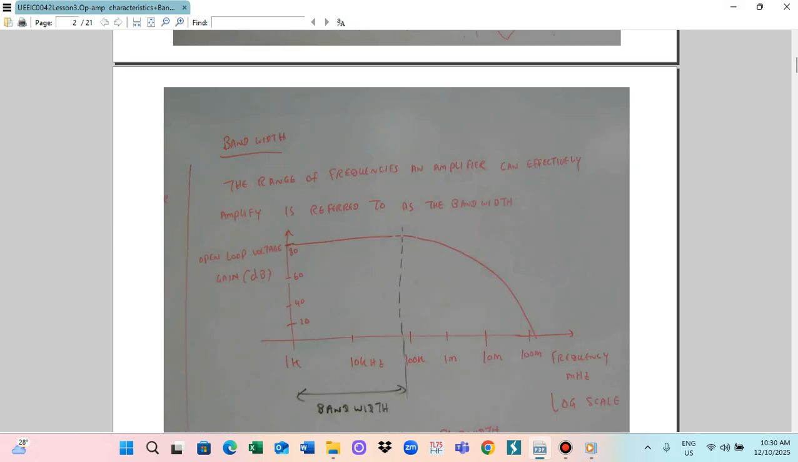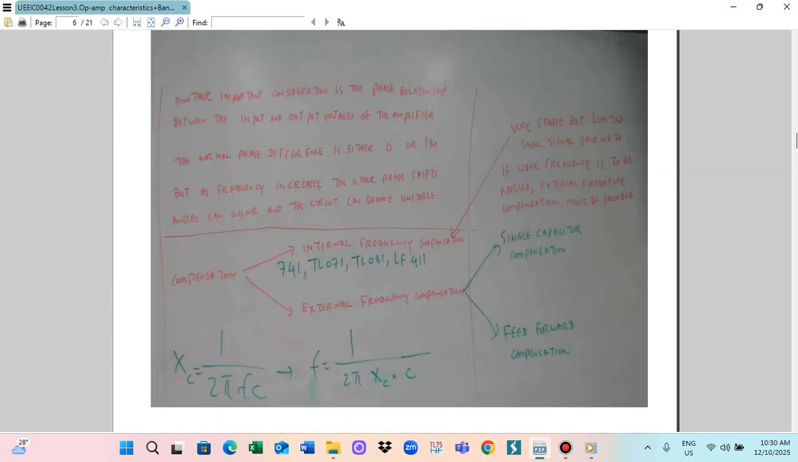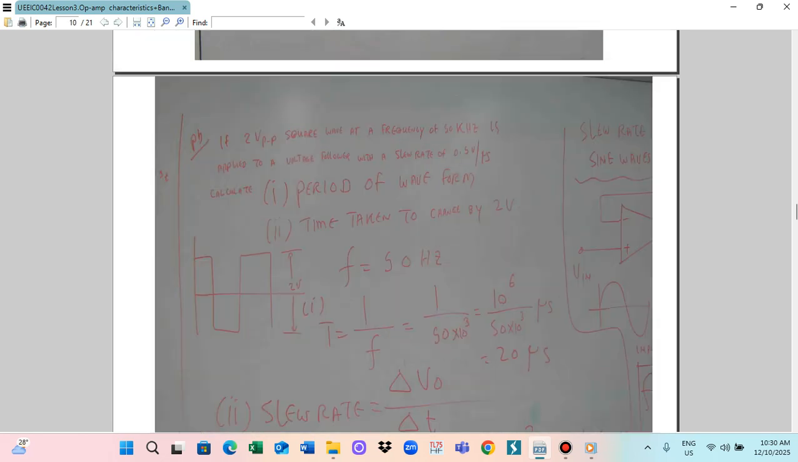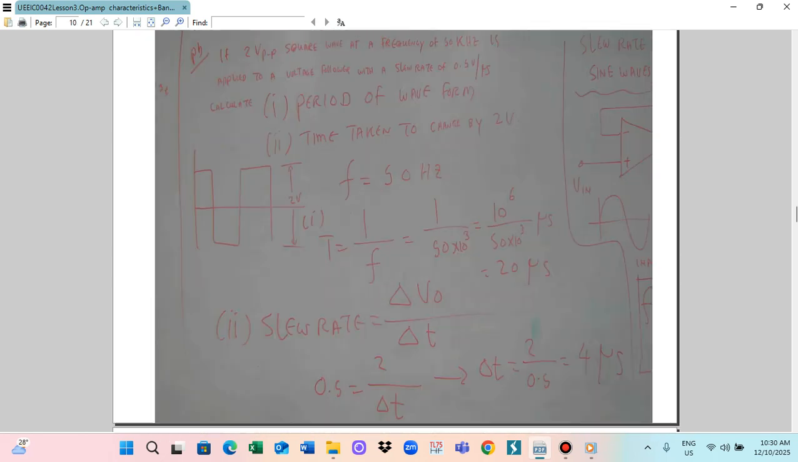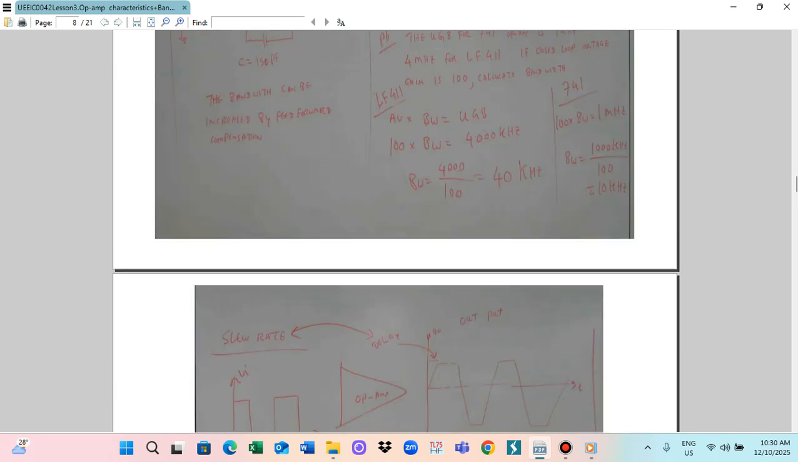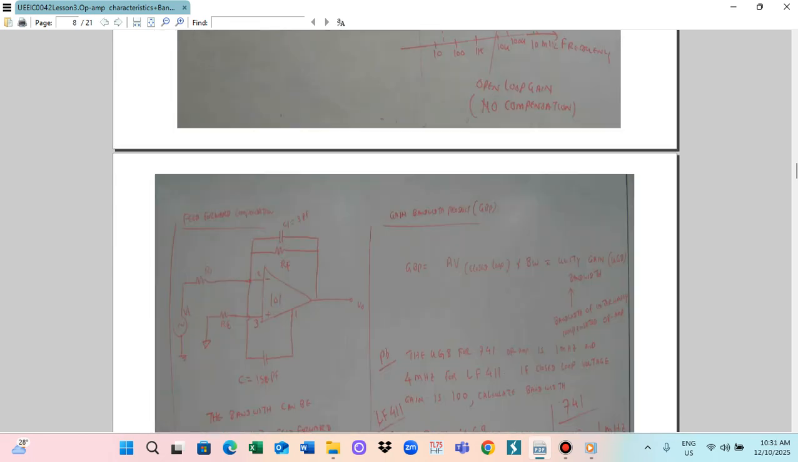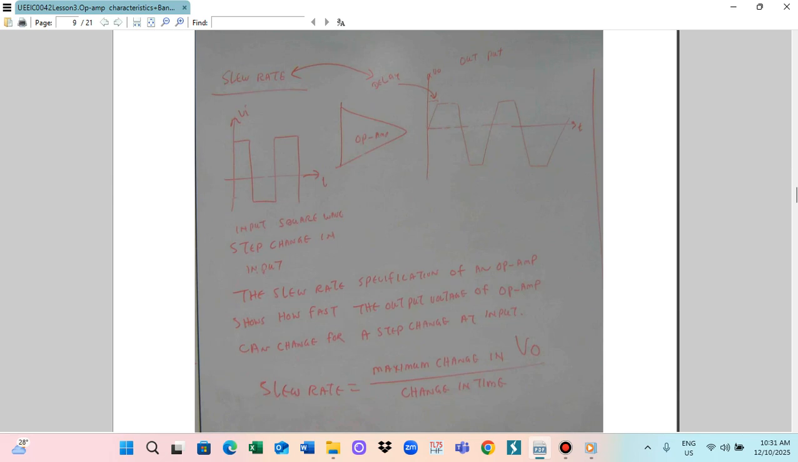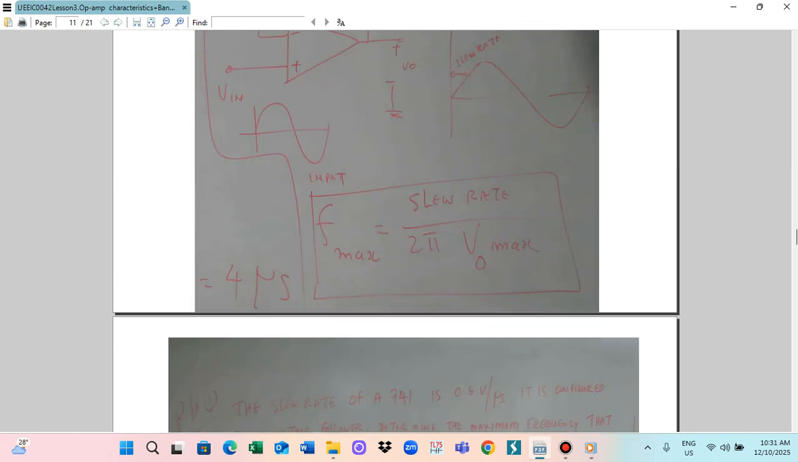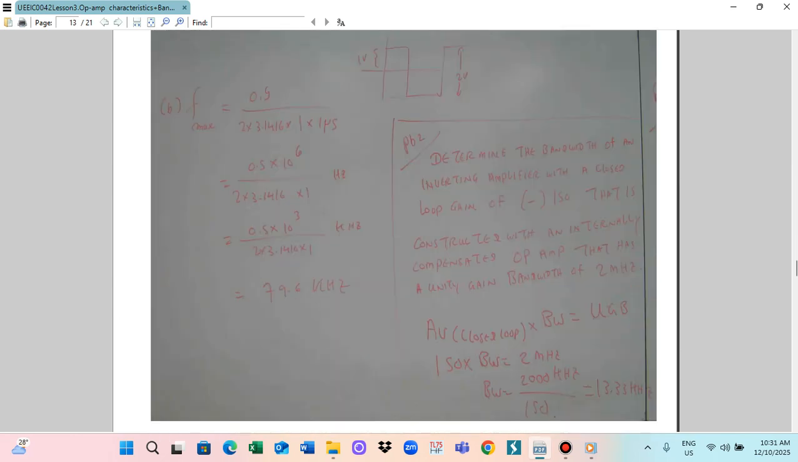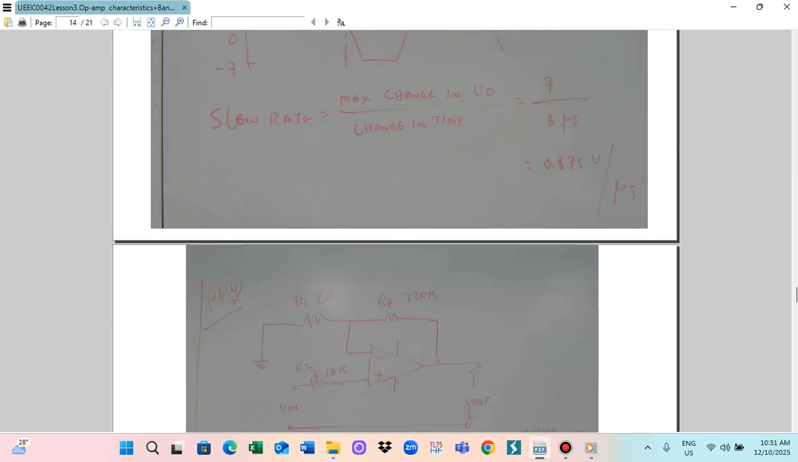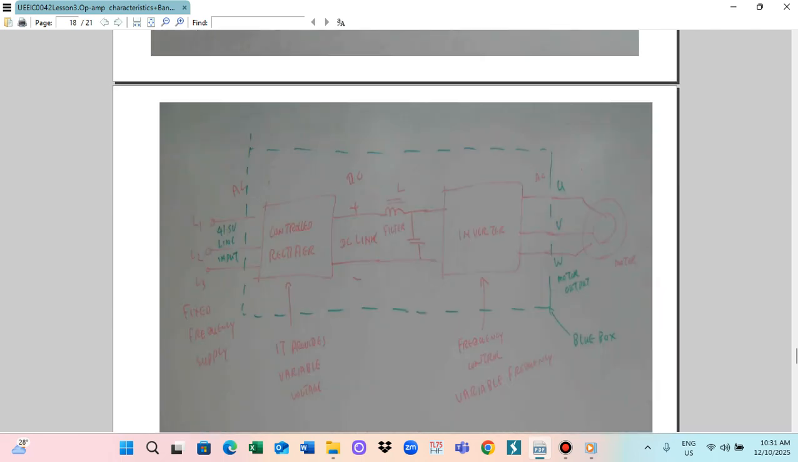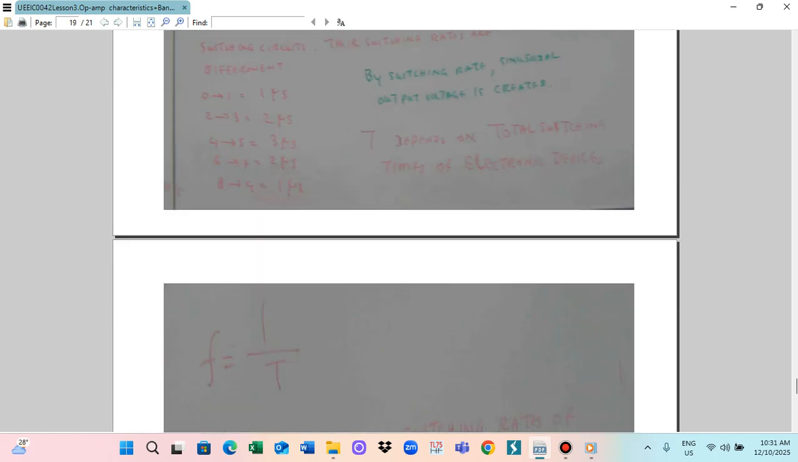So this is for the operational amplifier. You have the operational amplifier here. This is the op amp, and the input is a square wave. Square wave means very steep. This is for a step change input. The input waveform is a very steep step change.